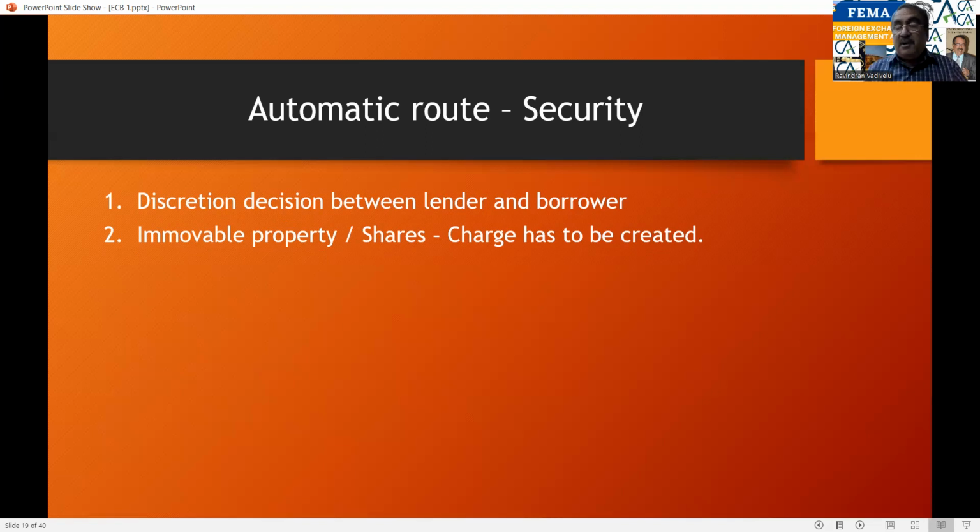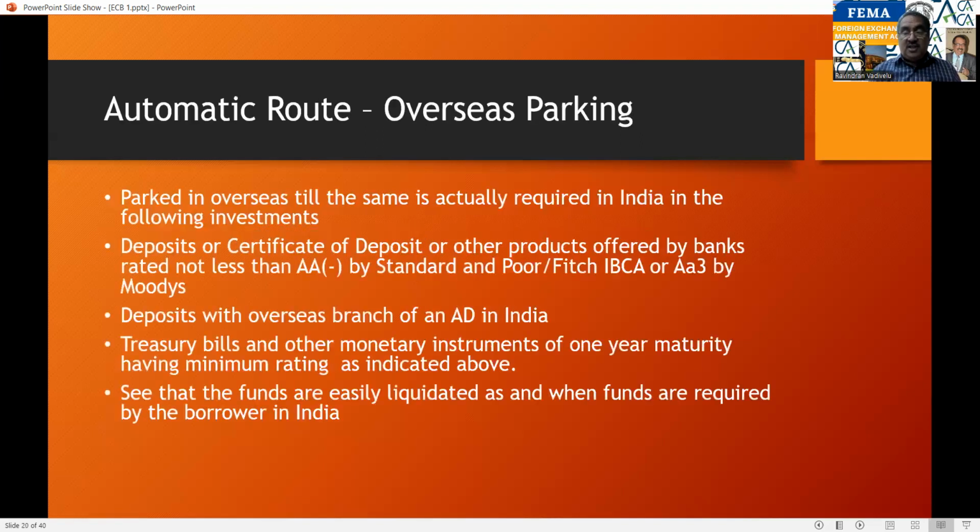But in case of immovable property and shares, the charge has to be created with the appropriate form. With reference to immovable property, the charge has to be created before the registrar or sub-registrar office of the concerned state, and shares have to be marked lien, and it has to be informed to SEBI. So this is the automatic route with regard to the interest.